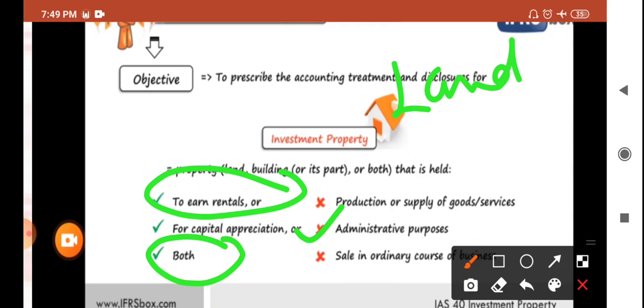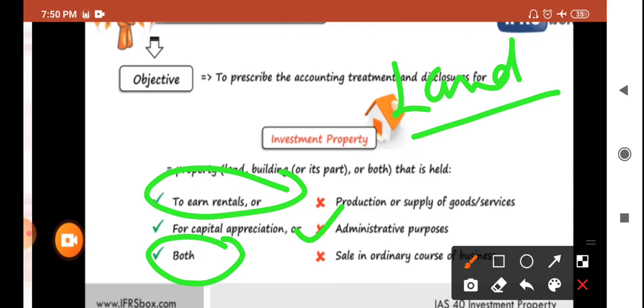Now, I have a land and I have given that for rent. So whatever income I am earning from that land by giving it on rent, I can show it as an investment property in my balance sheet. Or the same with a building: I have a building and I have let it on rent, so whatever income I am earning from that building, I can show it as an investment property.